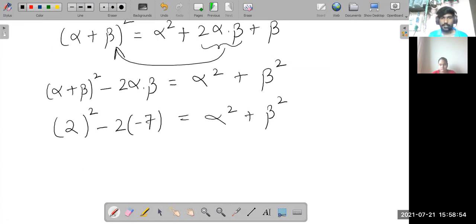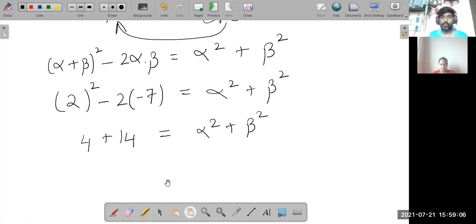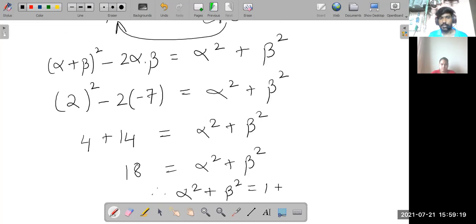So 2 square is 4. Minus into minus plus 2 into 7, 14, is equal to alpha square plus beta square. 4 plus 14 is 18. So we have 18 is equal to alpha square plus beta square. Or we can say alpha square plus beta square is equal to 18.